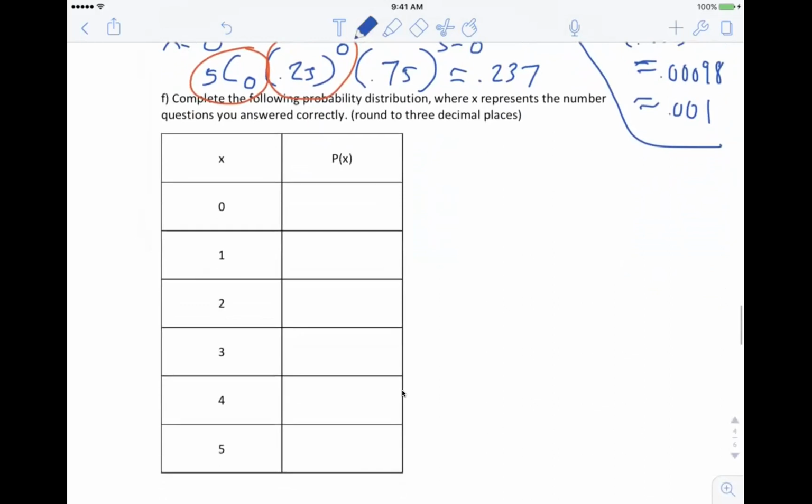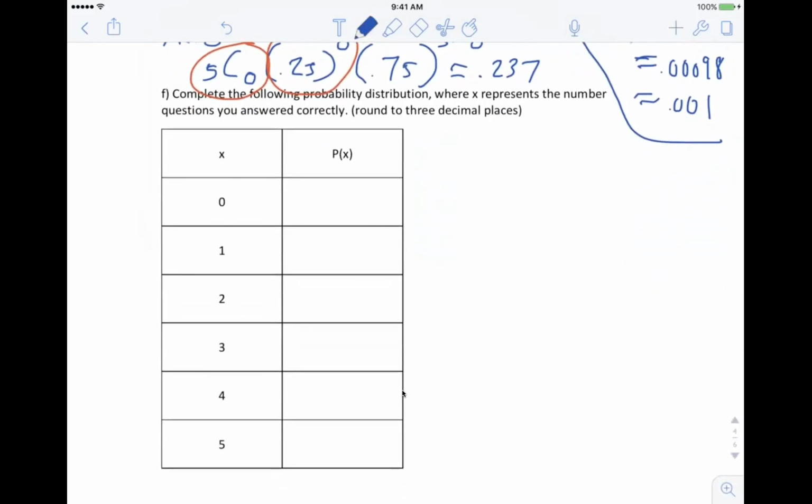Now we can start filling out the overall probability distribution here. We already did 0 and 5. The 0 was 0.237, and the 5 was 0.001. Now we can fill out the rest. This one right here: what's the probability that you get exactly 1 right, or exactly 2 right, etc.? Each time you're going to use that formula, replace x with the value and see what you get.